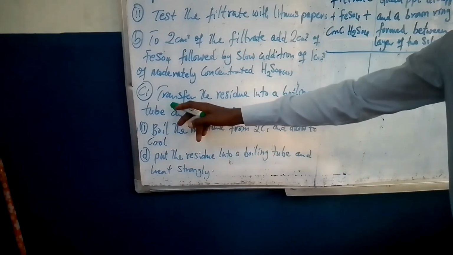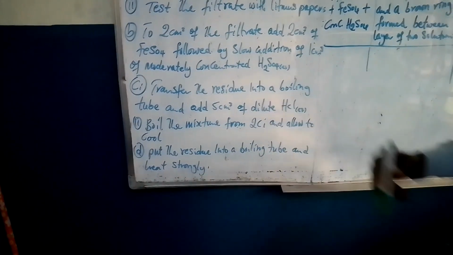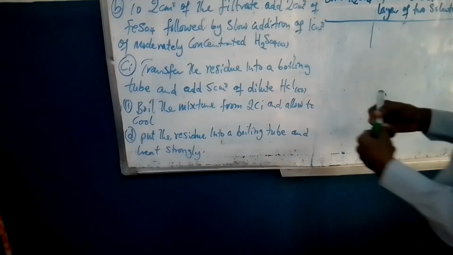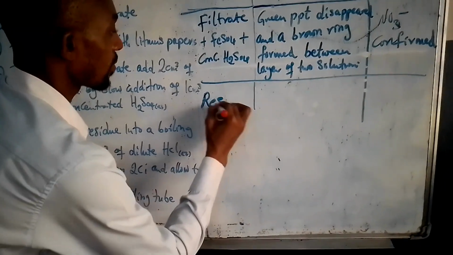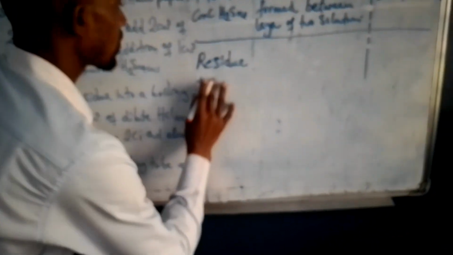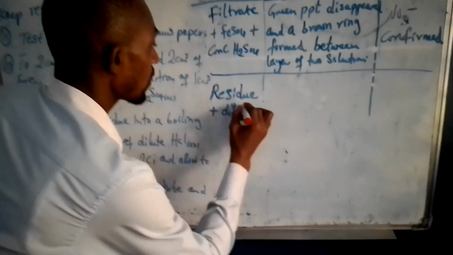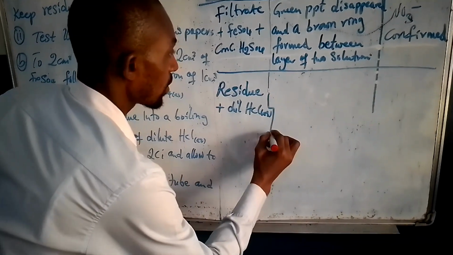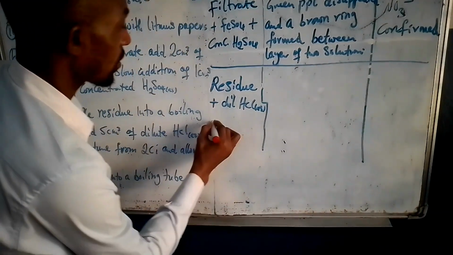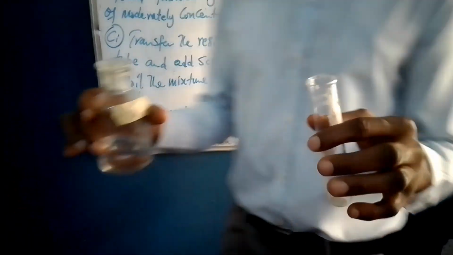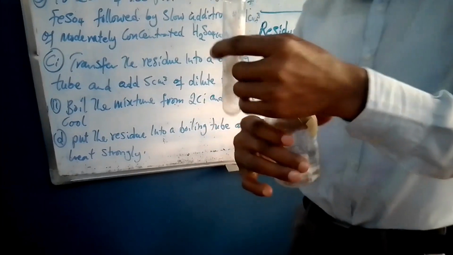NO3. Transfer the residue into a boiling tube and add 5 centimeter cube of dilute HCl. So residue plus dilute HCl equals, let's look at what our observation is going to be. The instruction said residue plus dilute hydrochloric acid.